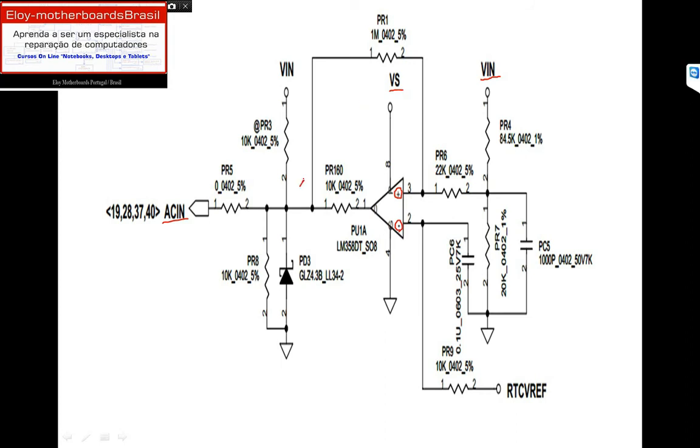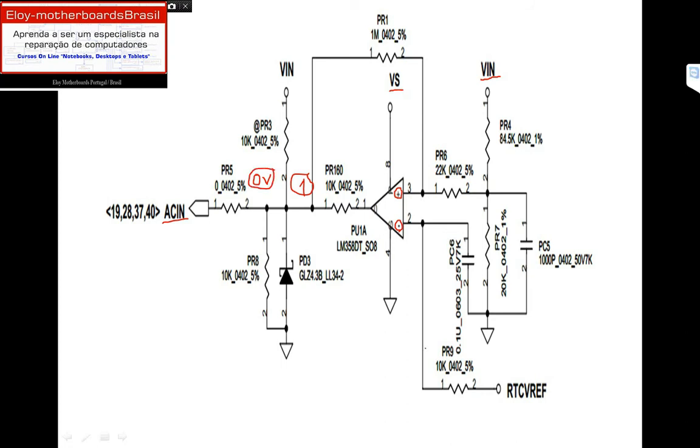Let me use binary logic, 1 and 0. We will have a 1 here, voltage. If the voltage on pin number 2 is bigger than on pin number 3, we will have no voltage here, 0 volts, because this component is a comparator and it compares both values.